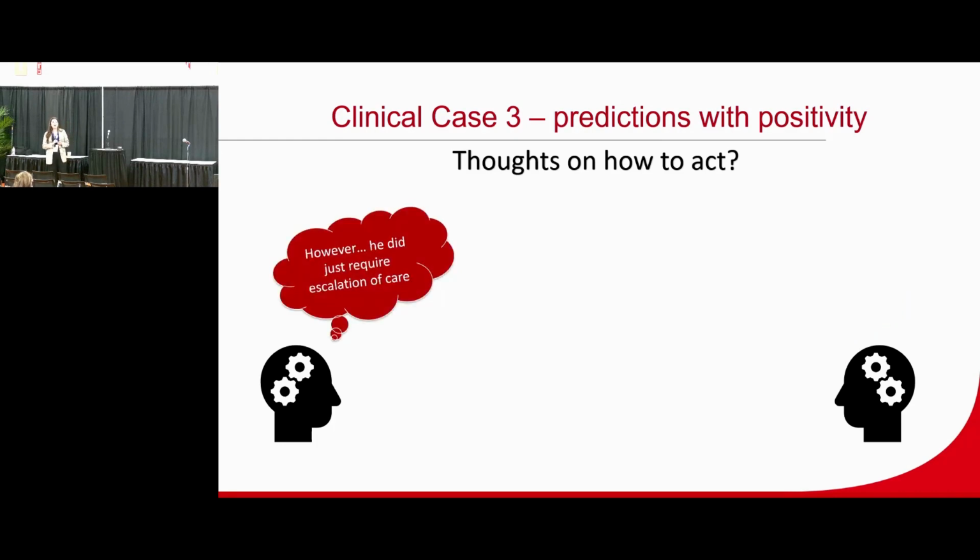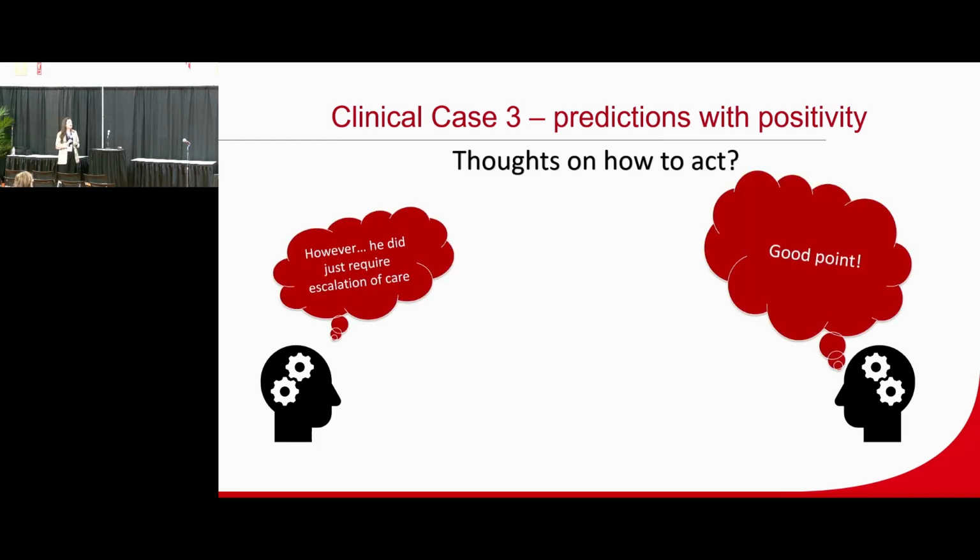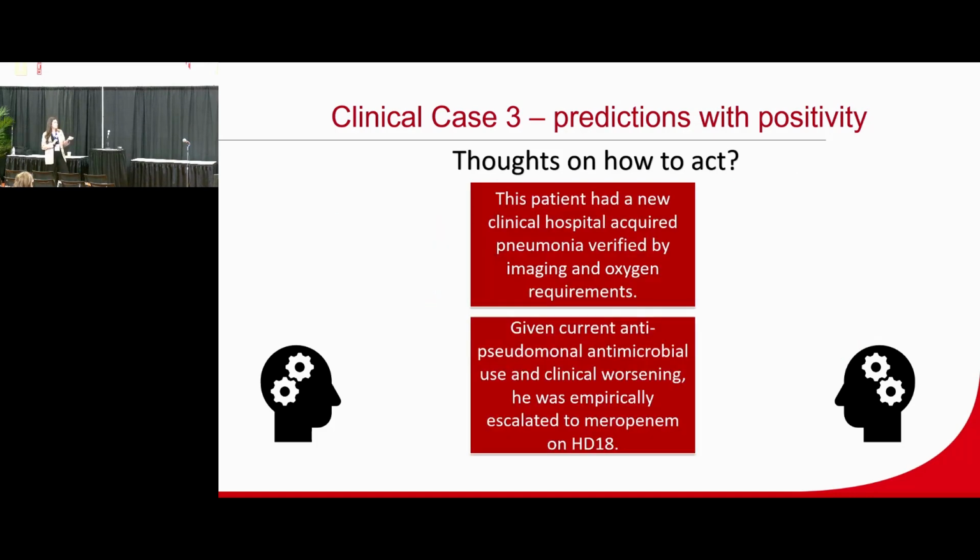When we had this discussion, we talked about how he did receive an escalation of care. He was hemodynamically unstable amidst this course of piptazo. We took into consideration our antibiogram, knowing he had been in the hospital for quite some time, and some of the places that he had bounced around in the hospital have higher rates of multi-drug resistant Pseudomonas infections. And so we concluded that this patient had a new hospital-acquired pneumonia. It was clinically correlated with his syndrome.